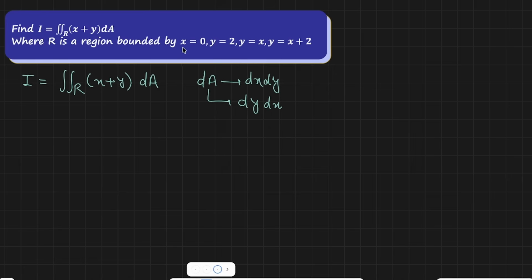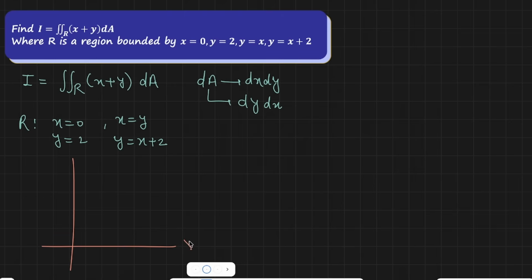Now it totally depends on the curve. I have to see the curve. So what curves are given? R is the region bounded by x equals 0, y equals 2, x equals y, and y equals x plus 2. These are simple curves. So here this is the y-axis, this is the x-axis. Now how to find out the region? x equals 0, y equals 2, x equals y.